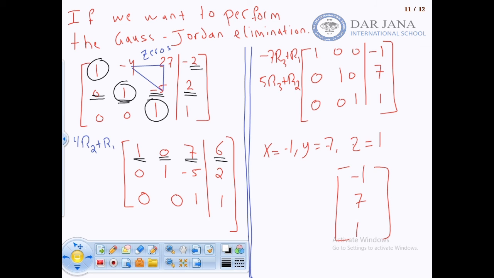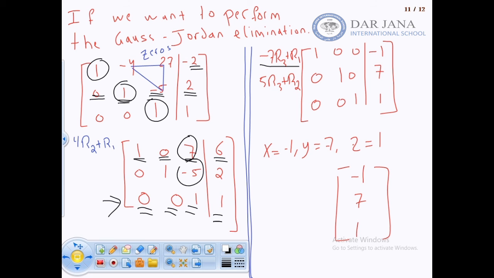Now, we still have to change the 7 and negative 5 to 0s. So what do I do? I will use the third row because the third row will be our way out, our solution. So I will multiply R3 by negative 7. Negative 7 times 0 is 0. Negative 7 times 0 is 0. Negative 7 times 1 is negative 7. And negative 7 times 1 is negative 7. And add it to the first row.